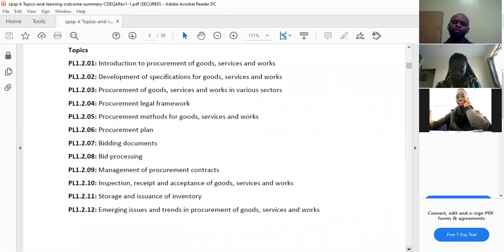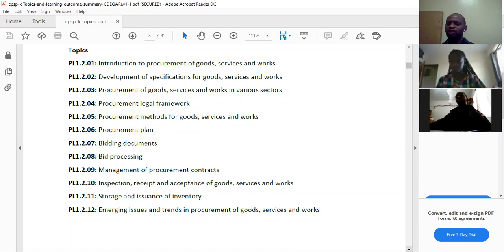In this stage, we'll be able to break down the emerging issues into various aspects. For example, in the political arena, how has it affected how people in procurement are able to deliver their services? Maybe the technology advancement, how has it affected people in procurement? Maybe the environmental factors, how are they affecting procurement?